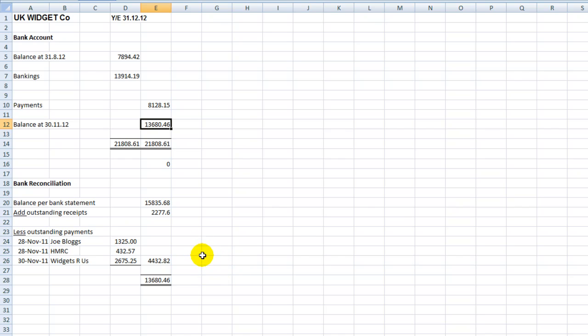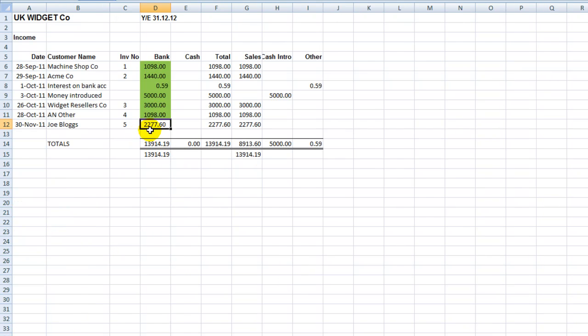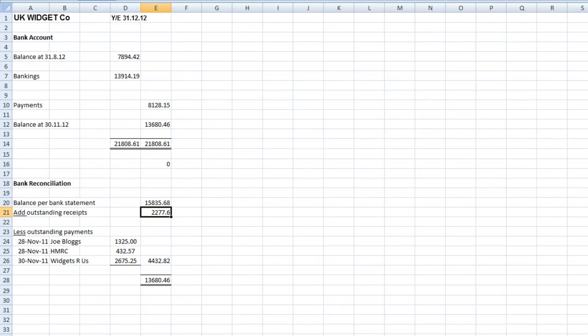So starting with the bank statement figure of £15,835.68, I add to that figure the bank receipt not yet showing on my bank statement, £2,277.60. If this had been credited to my account by 30th of November, my bank balance would be higher.